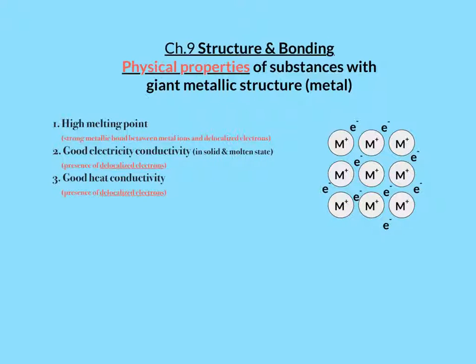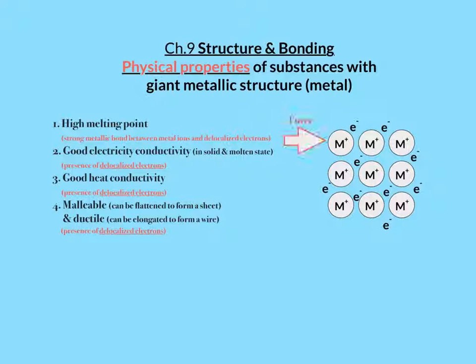Last but not least, metals are malleable and ductile. That means they can be flattened to form a sheet or elongated to form a metal wire under a force without breaking. That's why metals can be made into different shapes and sizes without breaking. The reason why metals are malleable and ductile is because there are delocalized electrons in the structure. That means when a force breaks the arrangement of the metal ions, the metallic bonds between the metal ions and the delocalized electrons remain intact. Therefore, the metallic structure remains intact, and because the metallic bonds still exist between the ions and the electrons, the metal does not break.